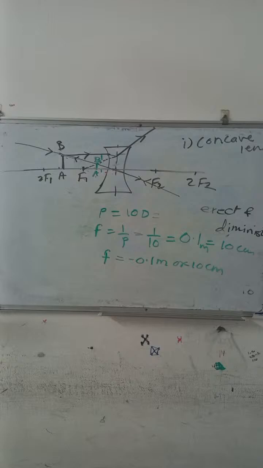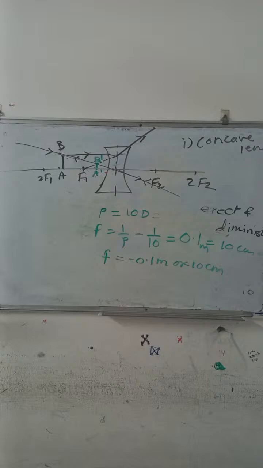Now write down the next question. An object of height 5 centimeter is placed perpendicular to the principal axis of a concave lens of focal length 10 centimeter, full stop.